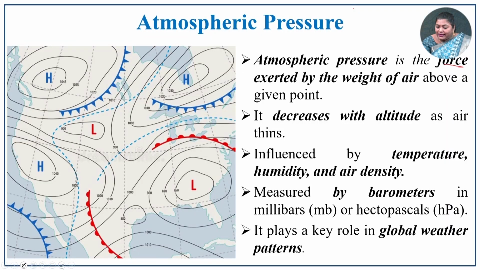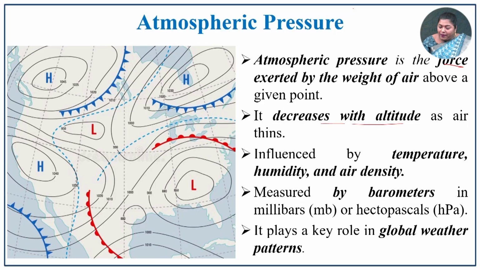What is meant by atmospheric pressure? Atmospheric pressure is the force exerted by the weight of the air. If there is weight, there will be a force exerted, and that pressure is known as atmospheric pressure. It decreases with altitude. If there is an increase in altitude, the atmospheric pressure decreases, which thins the air. The air becomes very thin.